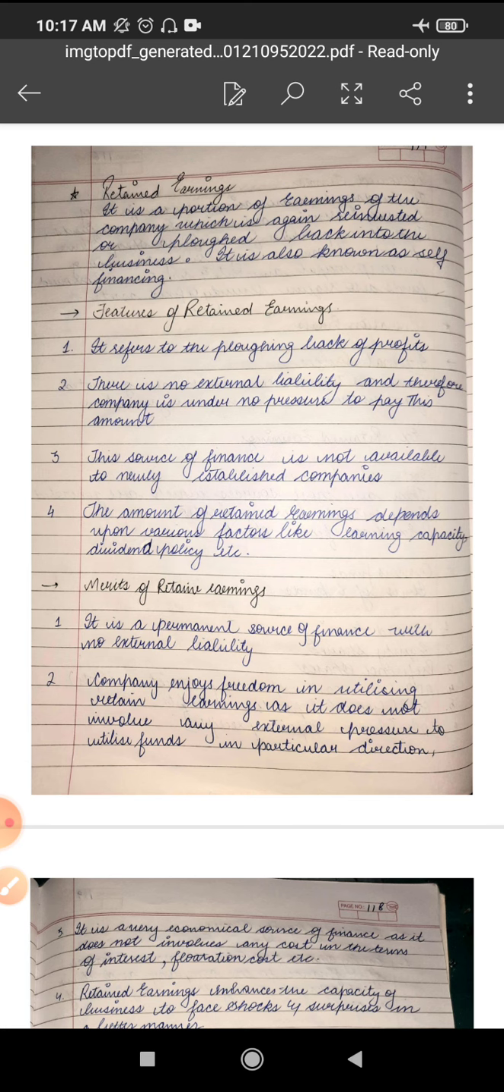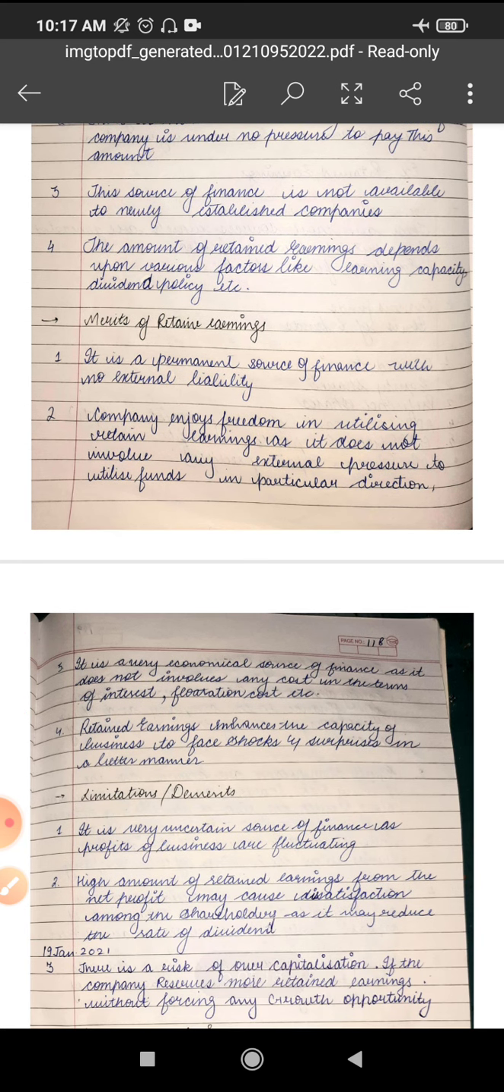Second one, company enjoys freedom in utilizing retained earnings and does not involve any external pressure. Now, the money which is earned by us, nobody is there who will interfere in the way we are utilizing it. In the same manner, retained earnings also are the earnings earned by the company. That is why the company enjoys freedom in utilizing it. The company may utilize it in compensating the losses of the previous year, or in paying any outstanding expenses. It all depends upon the company.